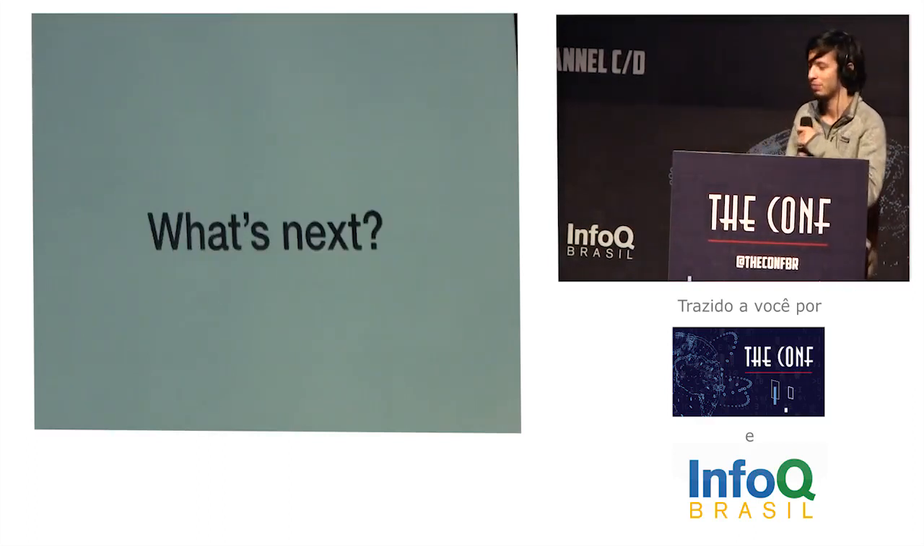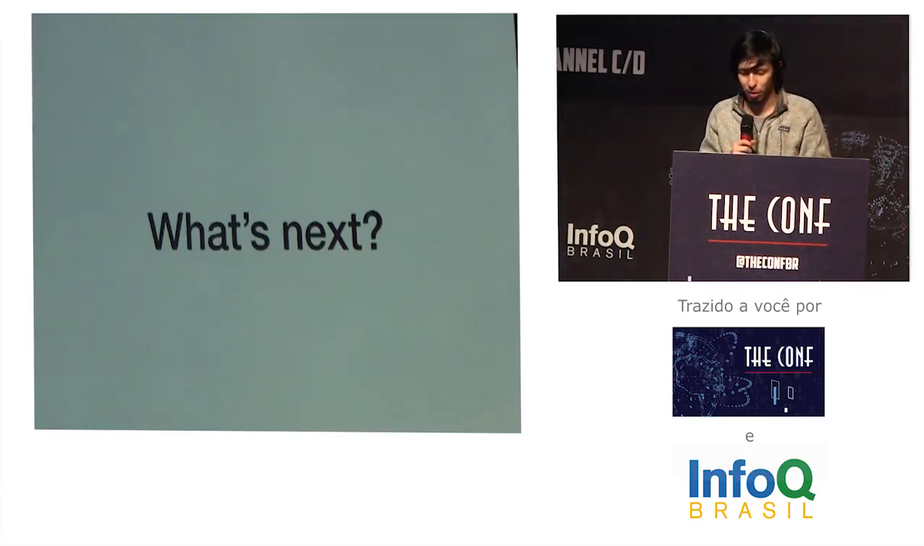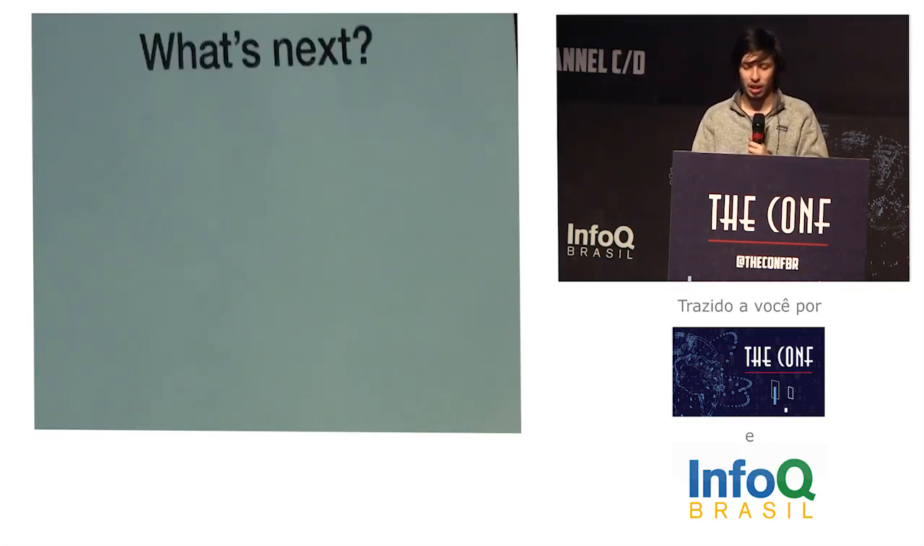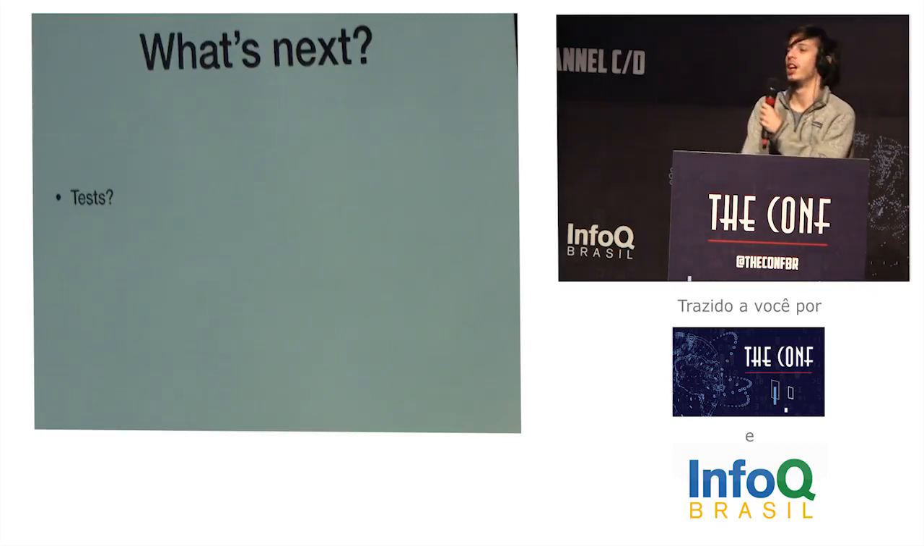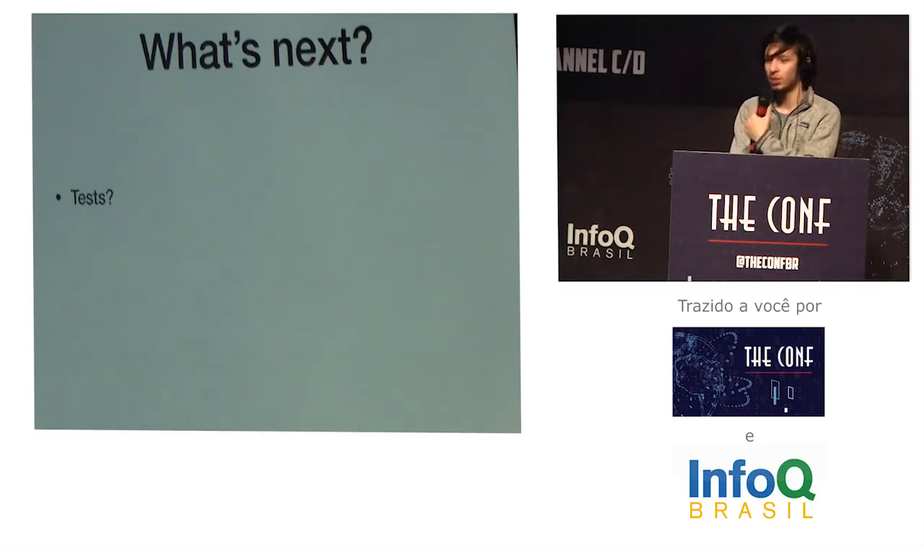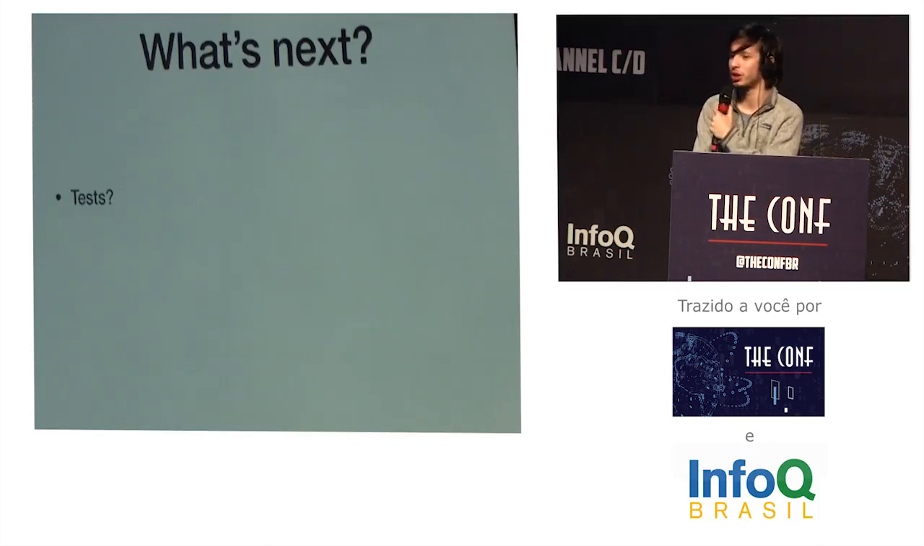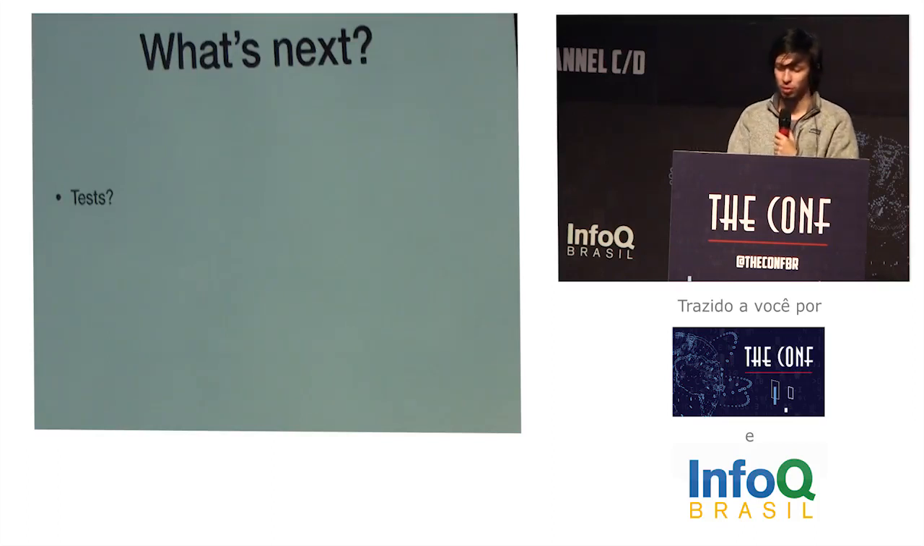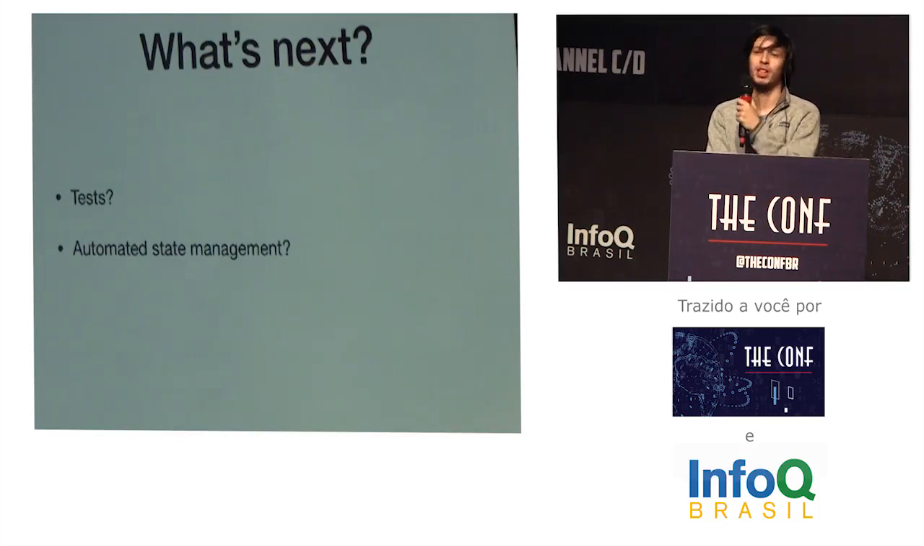What's next? Every project tends to not be complete. So there are a bunch of things we're planning to do in the future, but we're not sure exactly what to do. One thing we're thinking about is writing tests for infrastructure. Puppet, which is another infrastructure management tool, has this concept. You can write some Ruby code that can test your infrastructure. So this sounds cool.